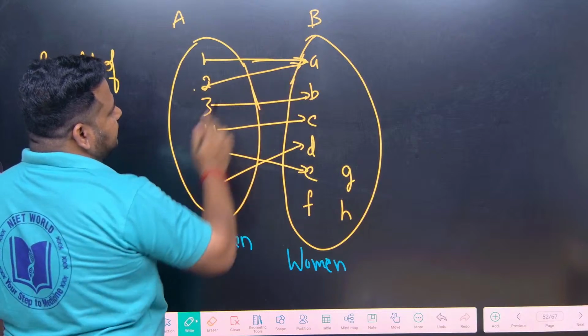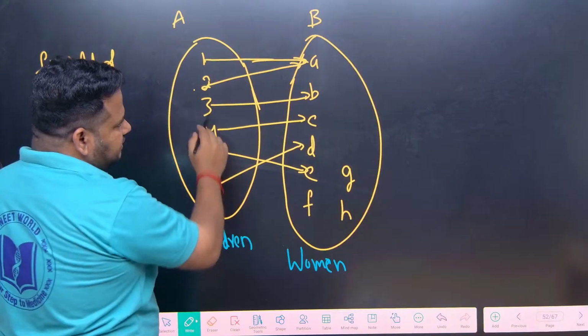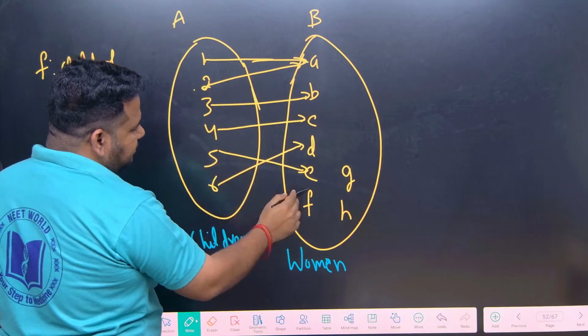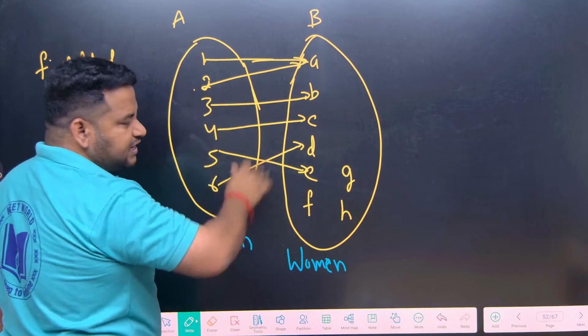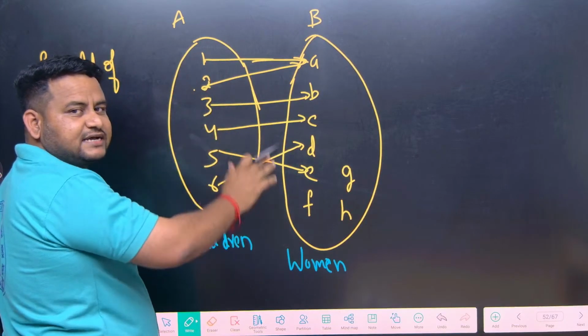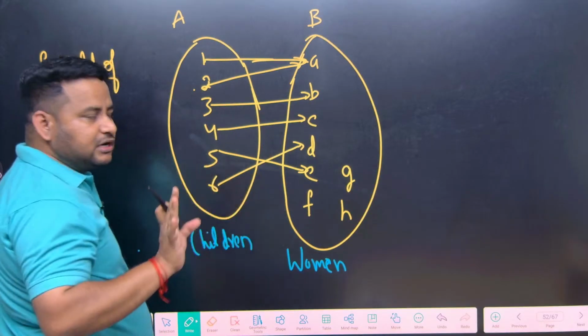1 is having A as the mother, and 2 is also having A as the mother, and 3 is having B, 4 is having D, and 6 is having D, and 5 is having E. So totally it is connected. All the elements in set A are connected and everyone is having a unique connection. So the children are having mothers, not a problem.